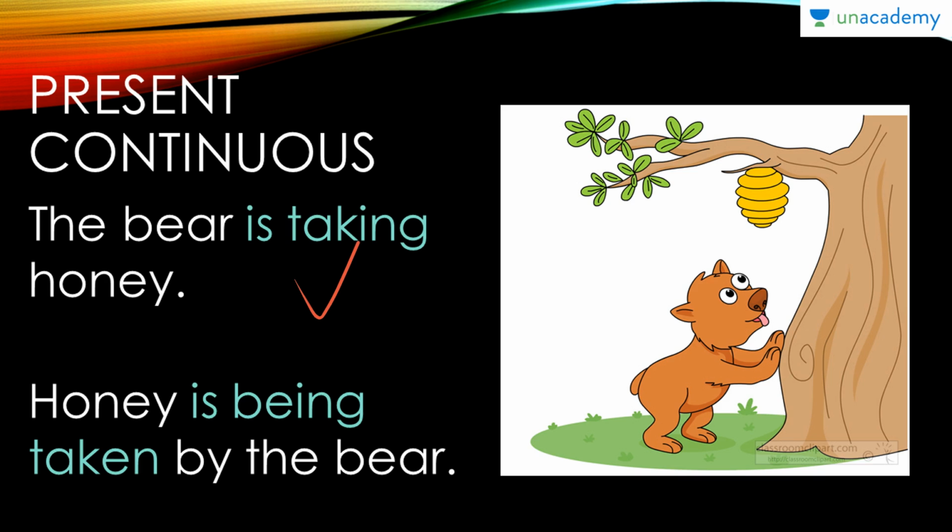For this sentence, how do you change it into passive voice? Honey is being taken by the bear. It conveys the same thing. It is in present continuous, but then it also has an auxiliary verb in the sentence. So honey is your subject, bear is the object, and is being taken is your verb. And the second sentence is your passive voice.